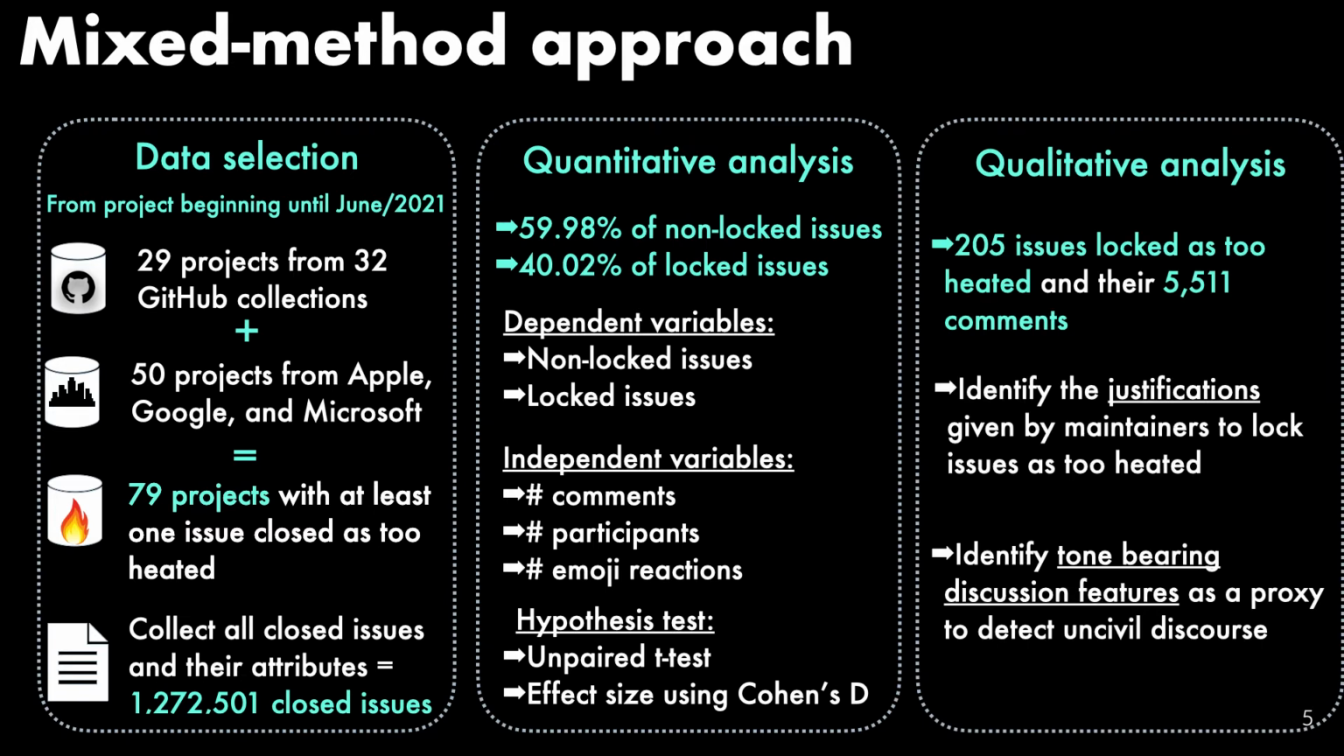Then, to assess the extent to which issues locked as too heated are actually uncivil, we coded all issues locked as too heated and their comments, a total of 205 issues locked as too heated and more than 5,500 comments. In our coding, we first identified the justifications given by maintainers to lock issues as too heated, and we identified the tone-bearing discussion features as a proxy to detect uncivil discourse. These tone-bearing discussion features were proposed in our previous work to capture conversation characteristics in software engineering discussions, particularly uncivil characteristics such as bitter frustration, impatience, and vulgarity.